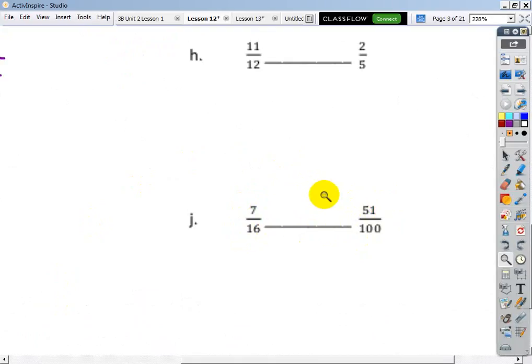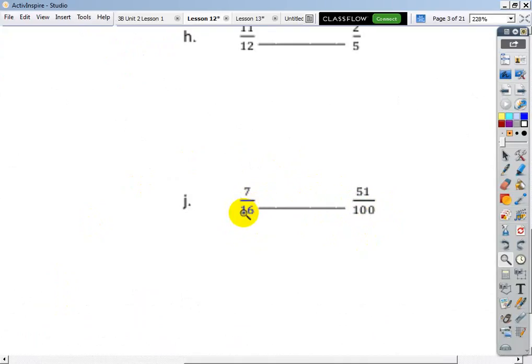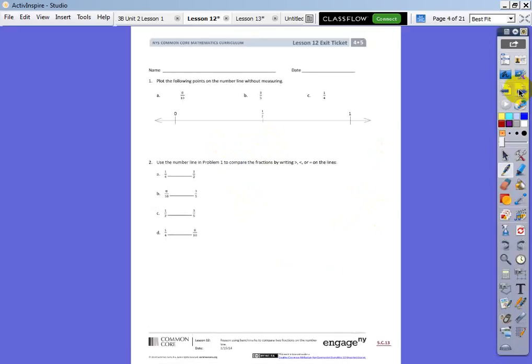If it is, the bigger way, you got to open the mouth towards the bigger number. 7 out of 16, or 51 out of 100. Double the 7. 7 plus 7 equals, and double 51. Which one got you all the way to all the pieces? One of these is beyond the halfway point. And then we got the exit ticket.